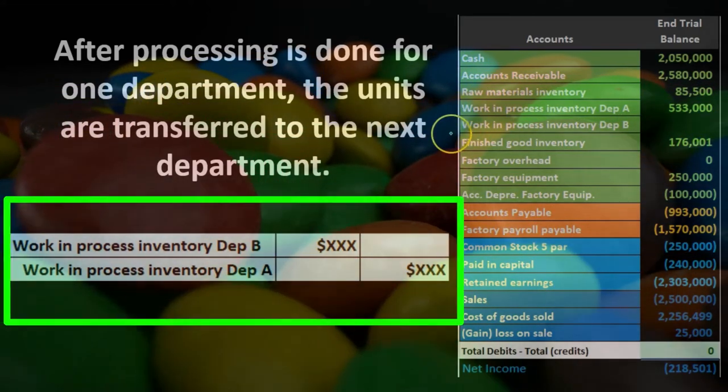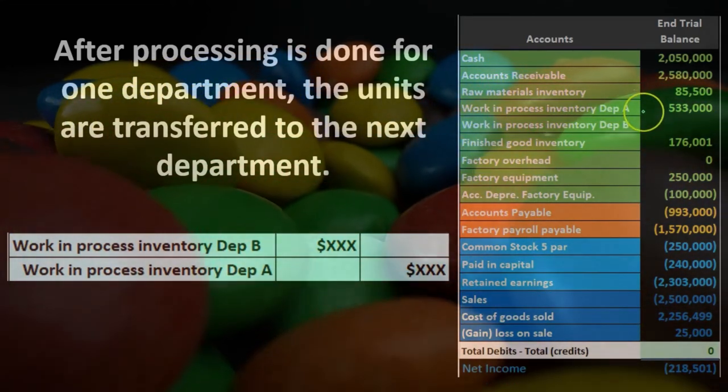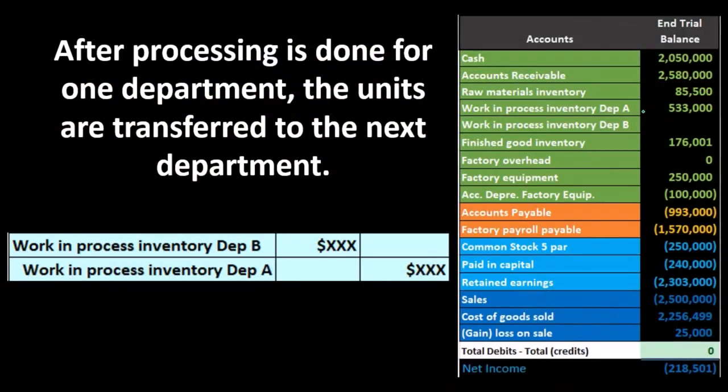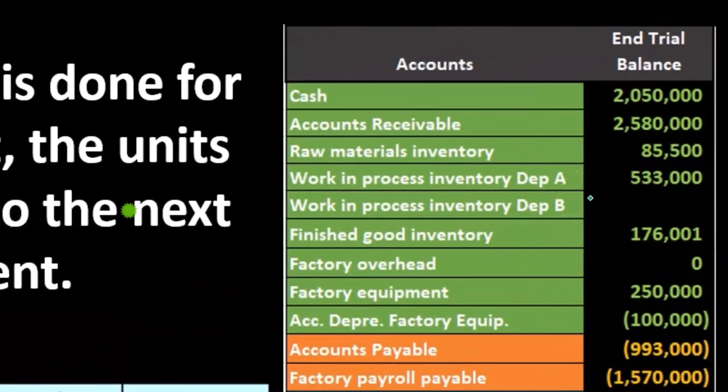So remember, we're talking about assets here. So department A is going down. We're going to do the opposite thing to it, which is a credit. Department B is going up, so we're going to do the same thing to it as its normal balance, a debit.